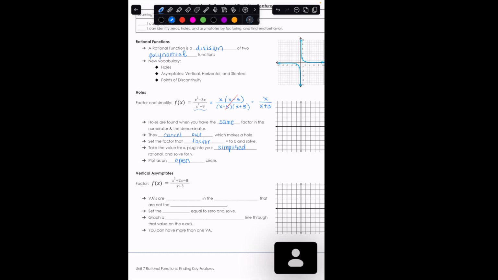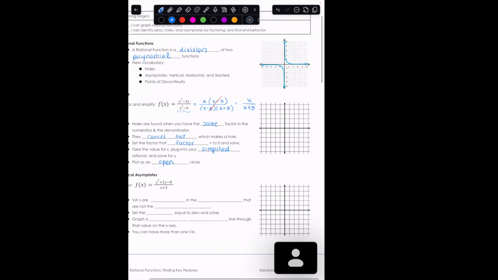Okay, so we're gonna start with this. All right, so I just said that whatever cancels is your hole, right? So my hole is created by this factor right here. So my factor here is x minus 3. So I need to set that equal to 0. Solve for x first, right? So x equals 3, if I add 3 to both sides.